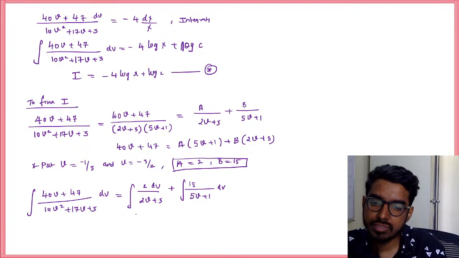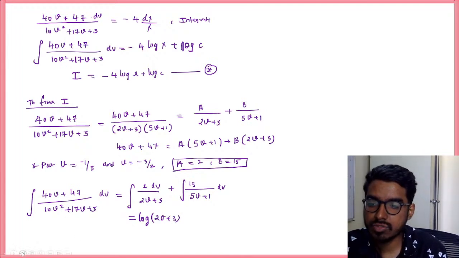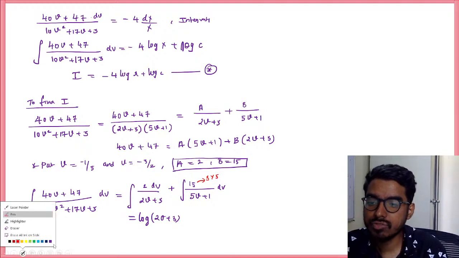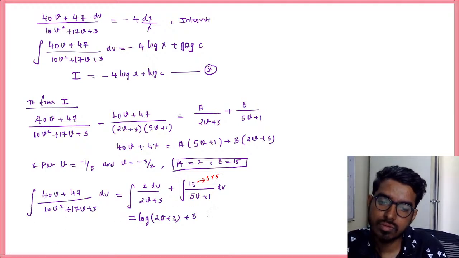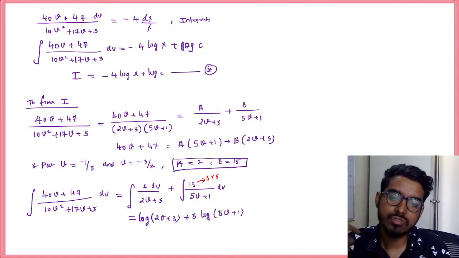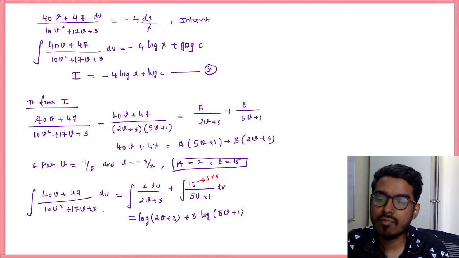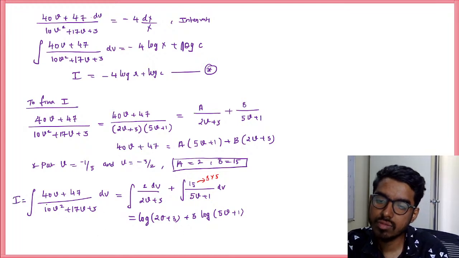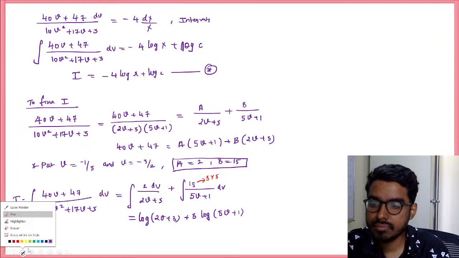Now integrate this, so f of v, f dash of v, this is log 2v plus 3, and here 5 is missing, right? So what we will do is, we will write this 15 as 3 into 5, and f of v, f dash of v, so we will take this 3 outside, this is log of 5v plus 1, that's it, right? This is the value of I.